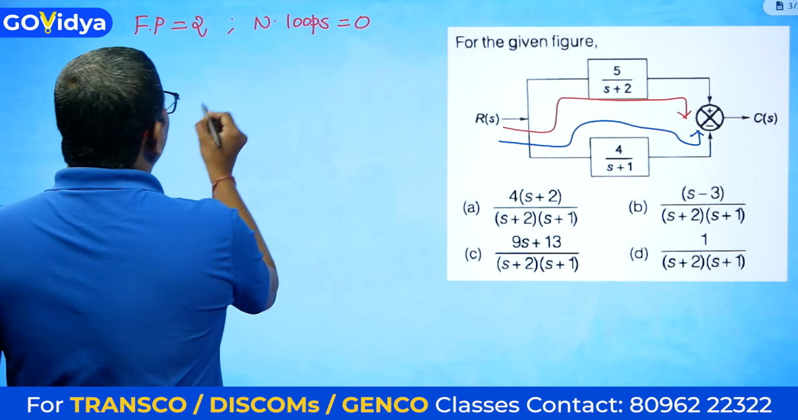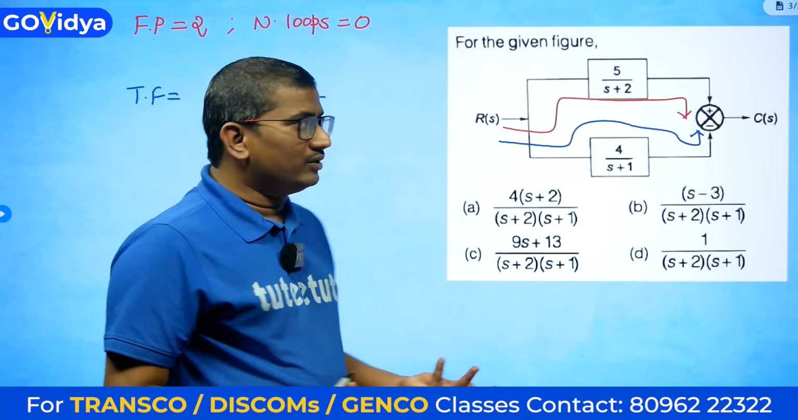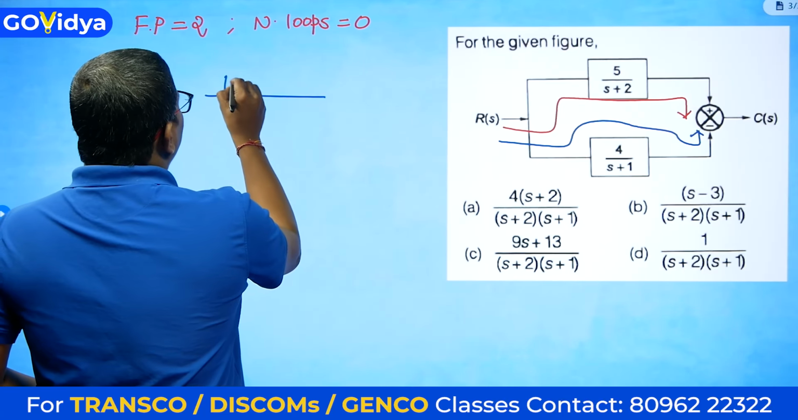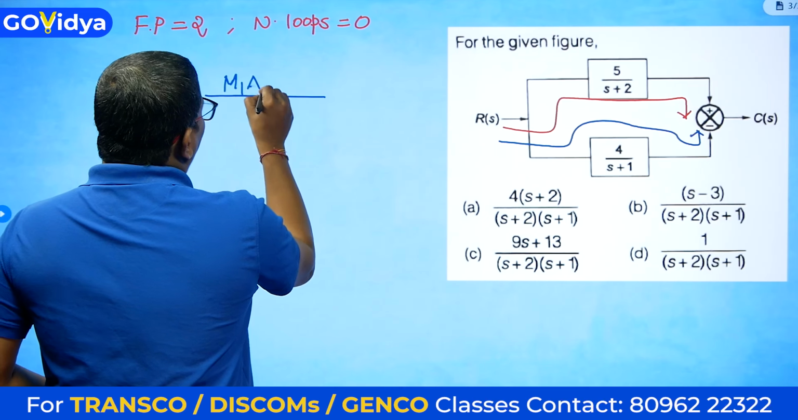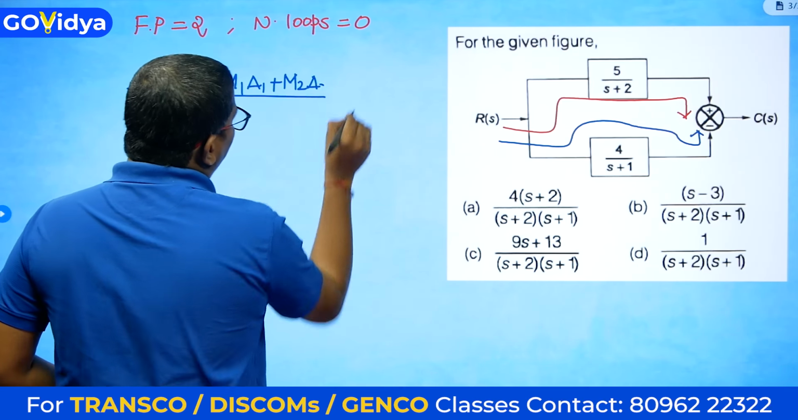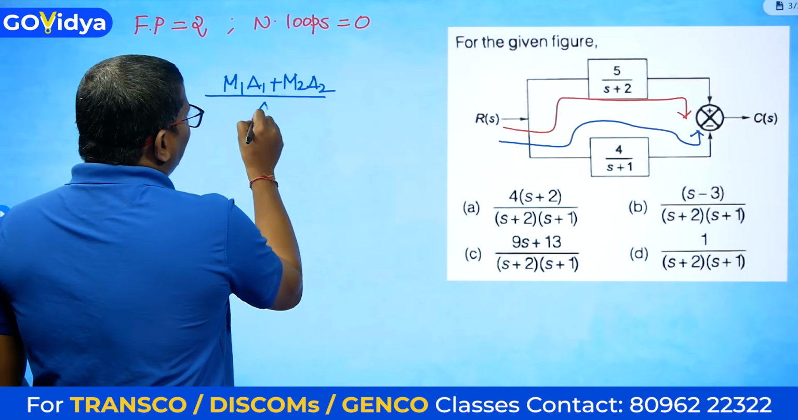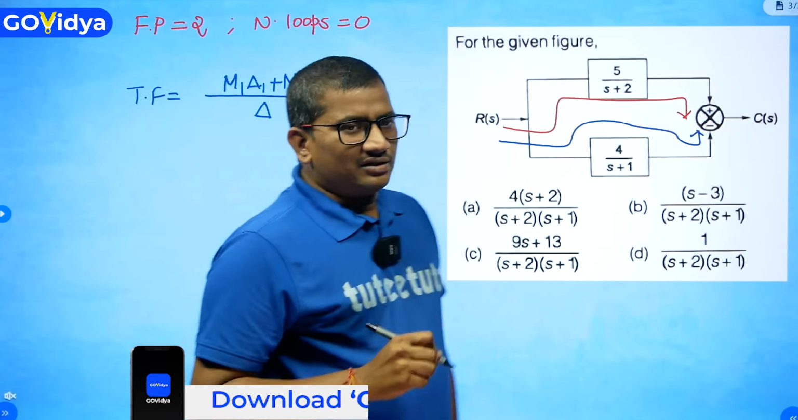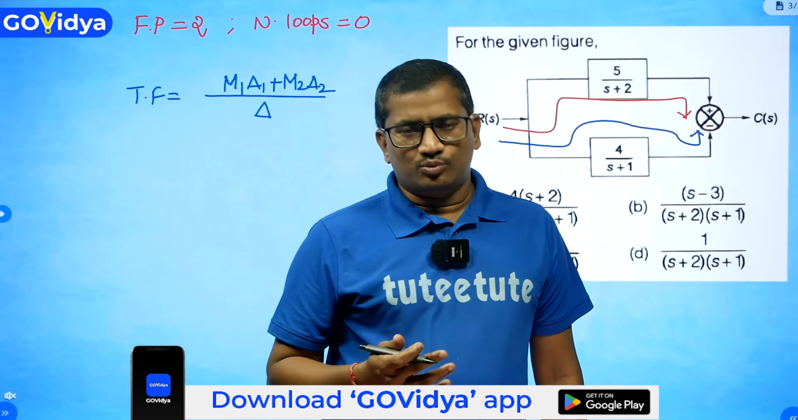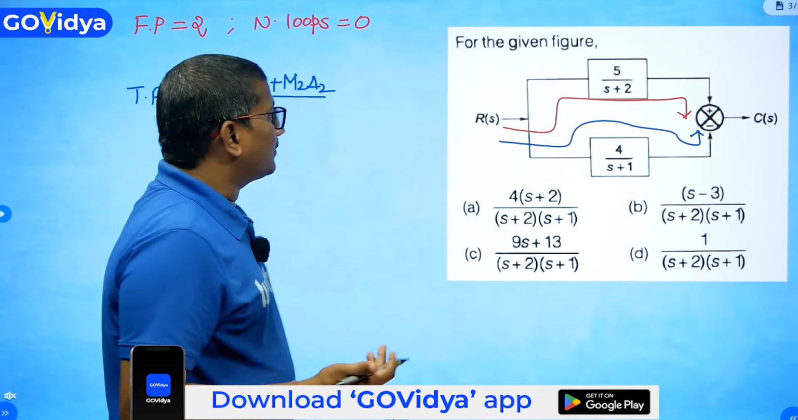Transfer function is equal to the number of forward paths. How many? 2 forward paths. So if there are no loops, obviously delta 1 and delta 2 values, right? What are those? It is m1 delta 1 plus m2 delta 2, and the denominator delta. And we know what the delta is: 1 minus sum of individual loop gains plus sum of 2 non-touching loops, etc.